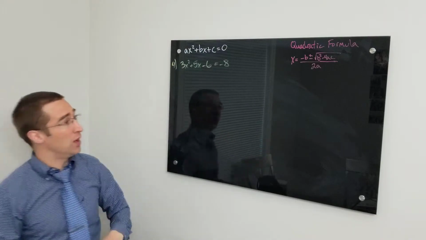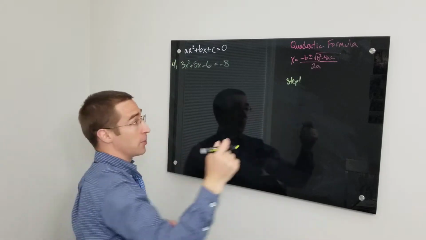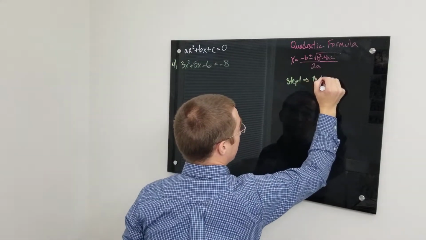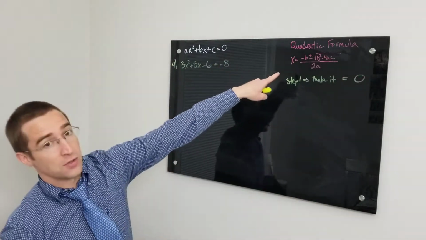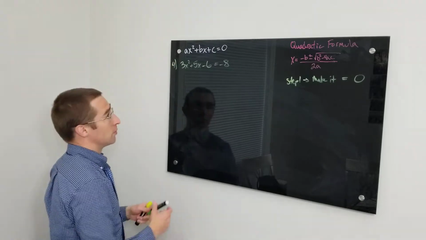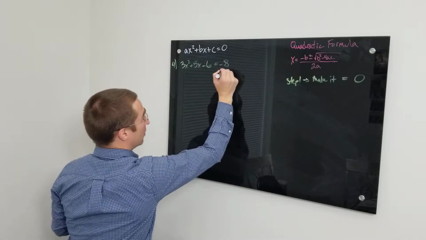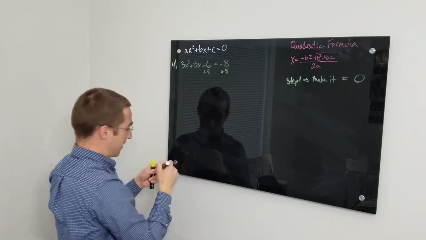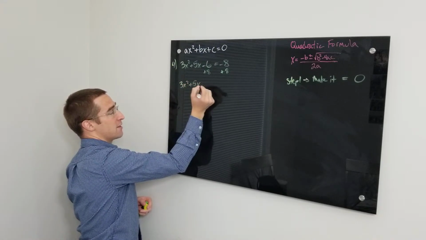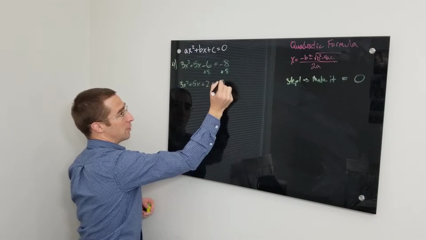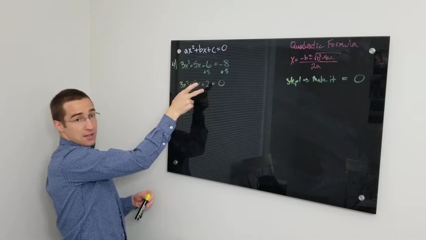So step 1, and I want you to write down these steps on your paper. Step 1 is make it equal 0. Because we need it to equal 0 in order to use our quadratic formula. So we're going to go, well, that's a negative 8. In order to make it a 0, we gotta go plus 8. We're gonna add 8 to both sides. So here we have 3x squared plus 5x plus 2 equals 0. Wonderful! We've got something, ax squared plus bx plus c equals 0.